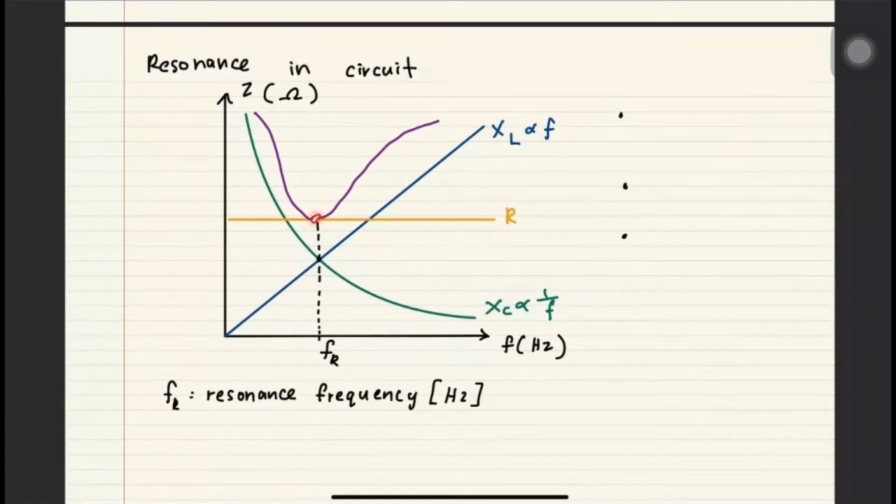At these 2 points is what we call the resonant frequency. The unit for resonant frequency is hertz.